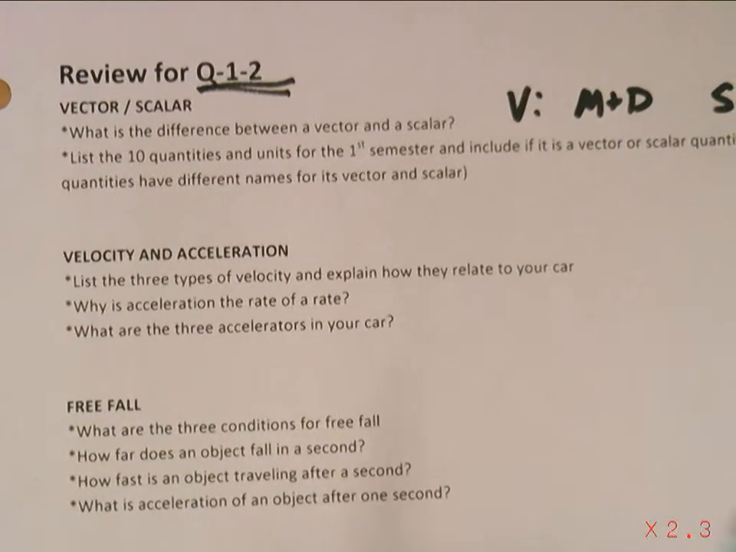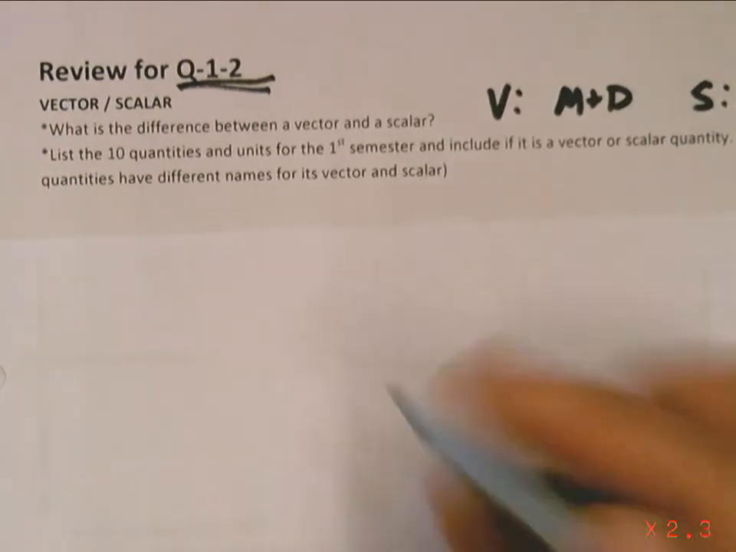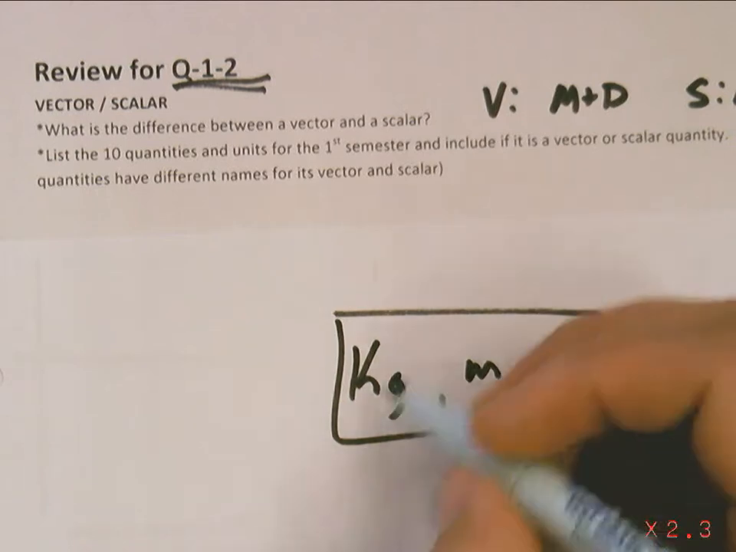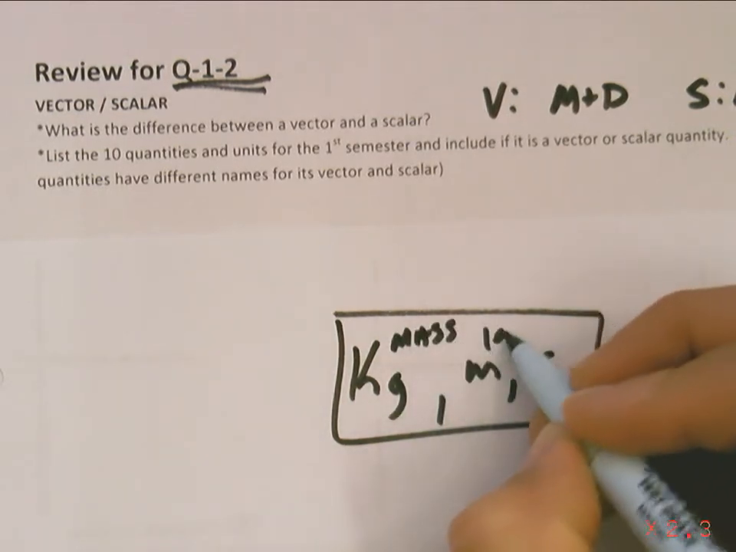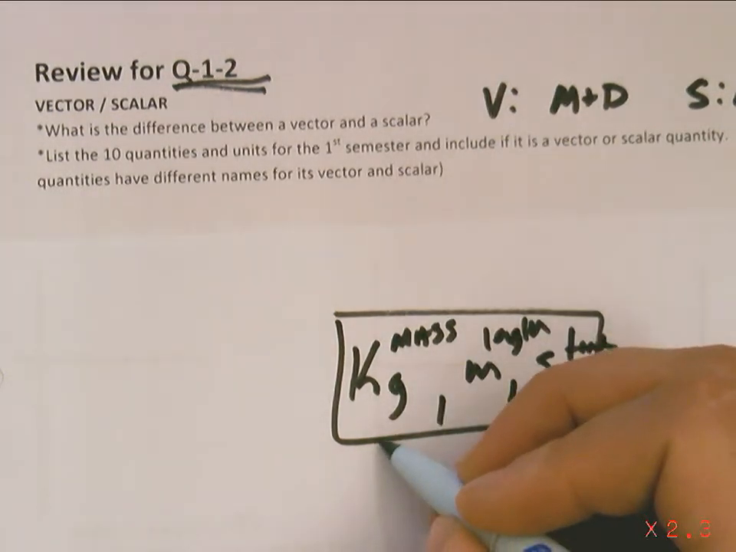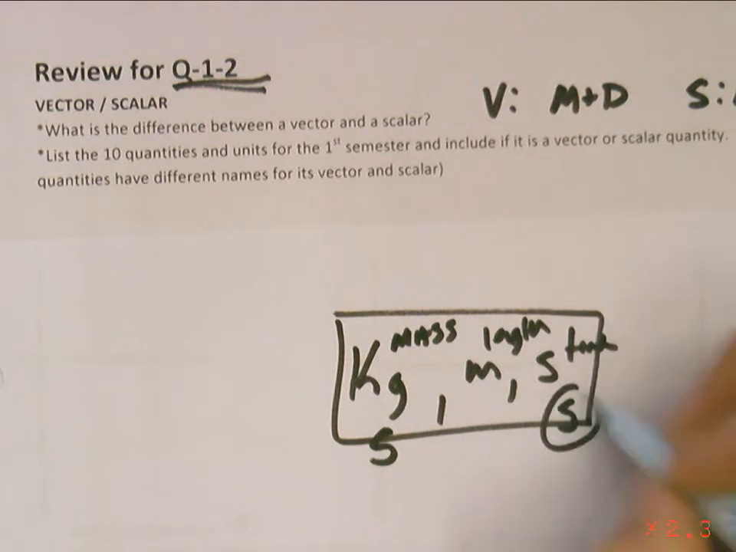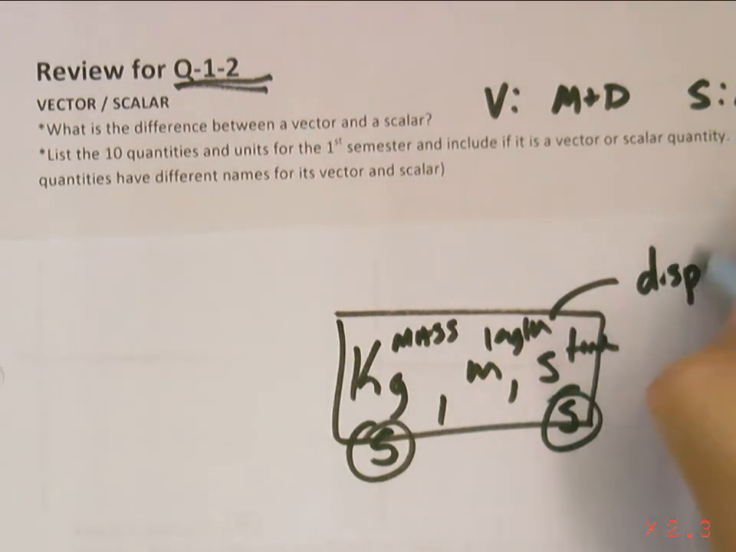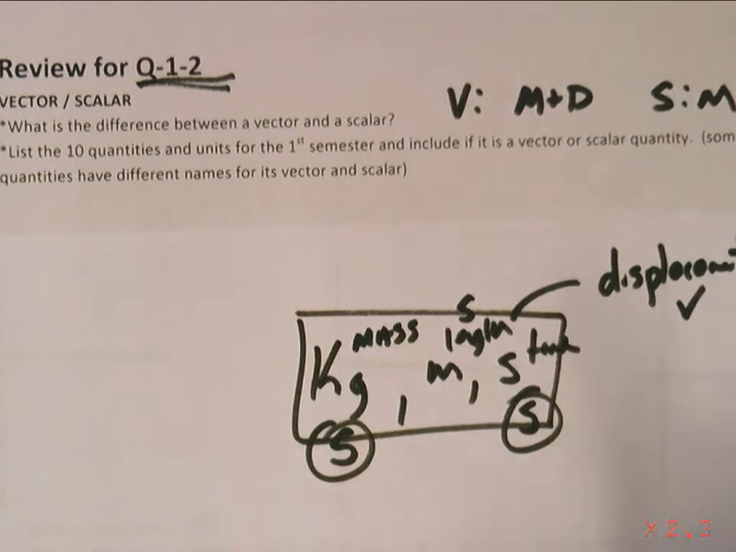10 quantities and units for the first semester include vector scalar quantity. So this takes a little bit of work. Let's go through the fundamental and derived again. We have kilogram, meter, and second. So those are the fundamental. So we have mass, length, and time. And then if we look at these, mass is a scalar, time is a scalar. But length, however, if we use the word displacement, as soon as we use the word displacement, now it's a vector. If we just consider length, we'll call it a scalar. Length or distance, same thing.